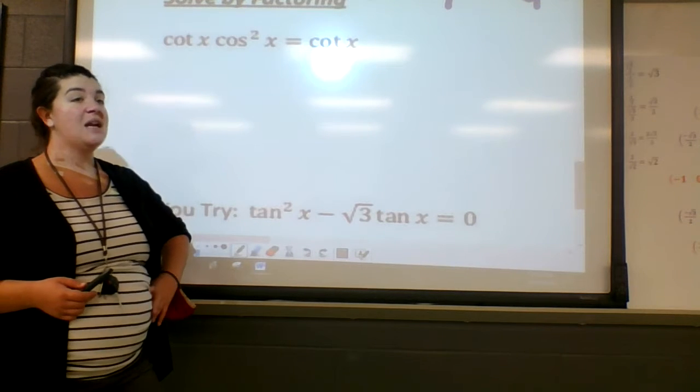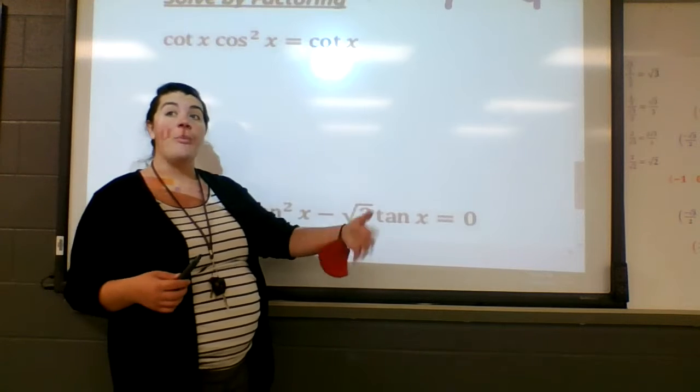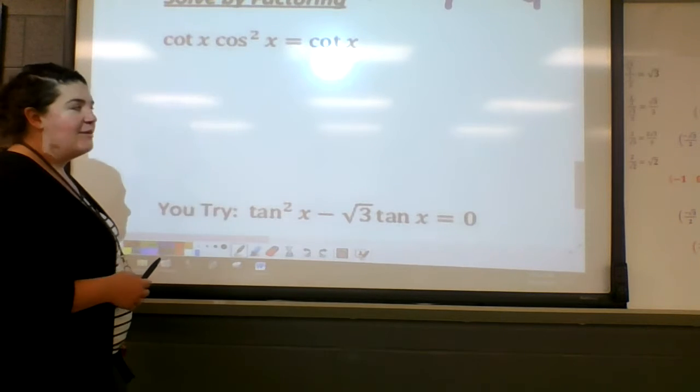No matter what you're doing, set it equal to 0 so you can use what we call the zero product property after we're done factoring.